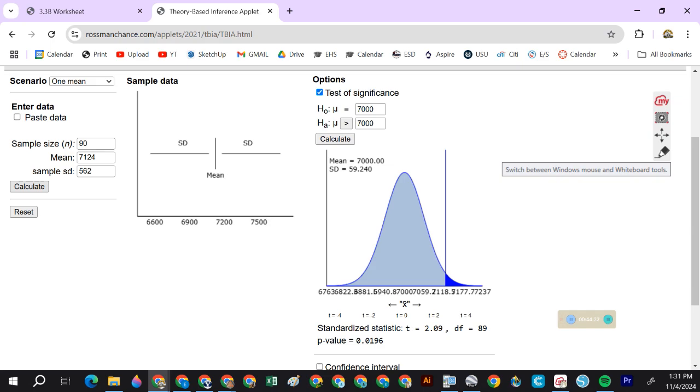All right, on the back side are 3 problems, 3 situations that you need to do a t-test. So you'll need the Rossmann one chance. And don't forget that you need to go up here to scenario and switch from one proportion to one mean. All right, get to work.